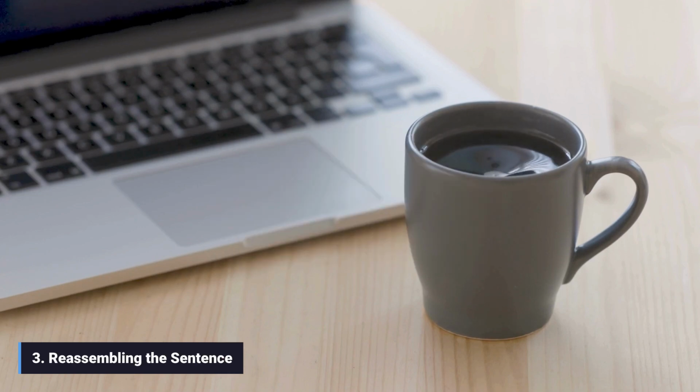3. Reassembling the sentence. Finally, we use the join method with a space delimiter to turn the list of reversed words back into a complete sentence. The resulting string has the word order preserved, but the internal characters of each word are backwards.